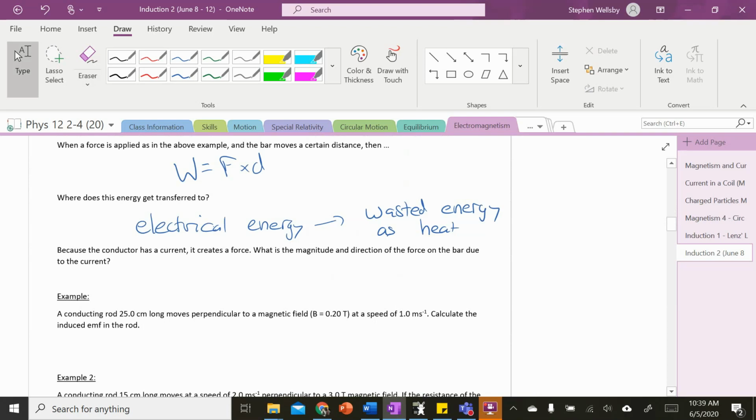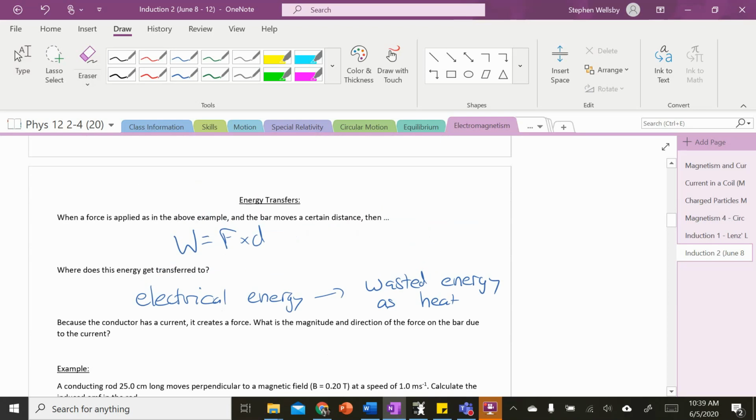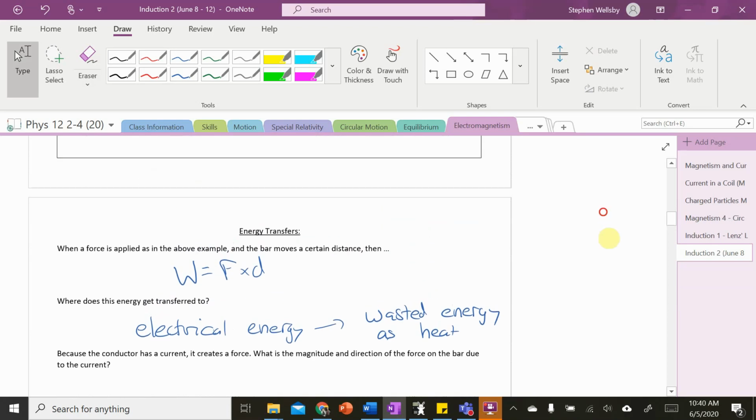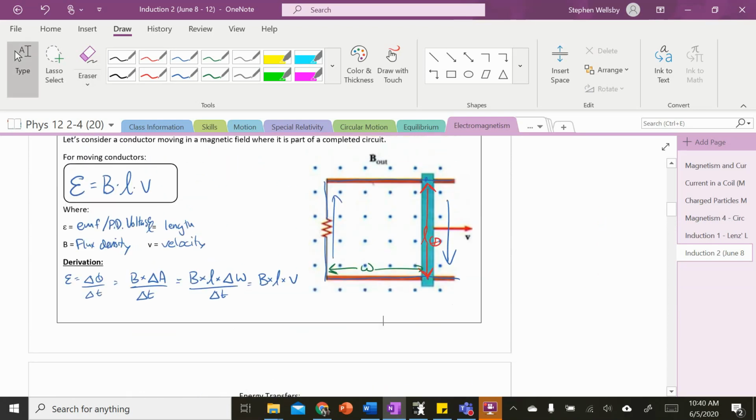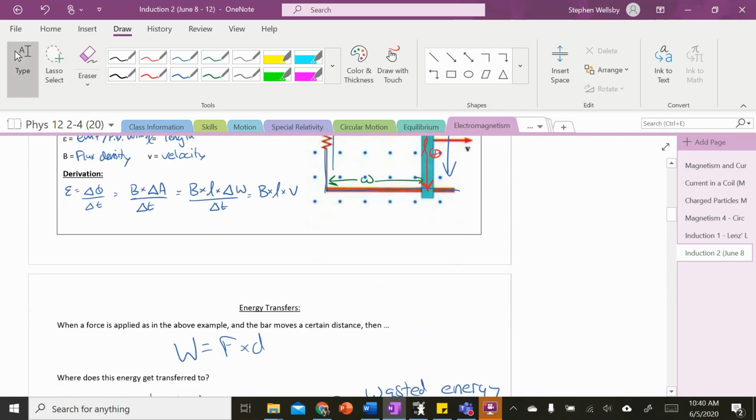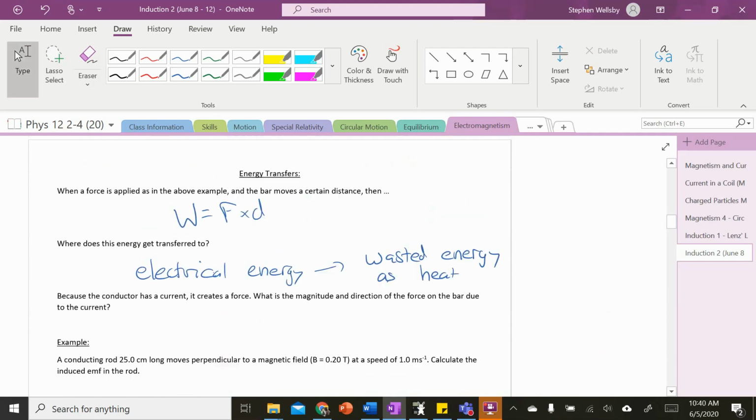Now, again, we know that a current carrying wire in a magnetic field produces a force. So what is going to be the magnitude and direction of the force on the bar due to the current? So pause the video here if you'd like. I want you to use the right-hand rule that tells us, for a current carrying wire in a magnetic field, what direction that force is going to be. So maybe you'll get it right away. If not, just pause the video to figure that out.